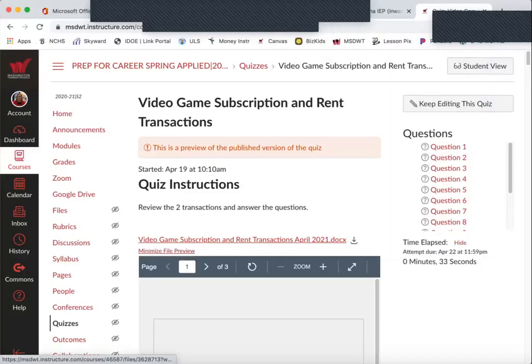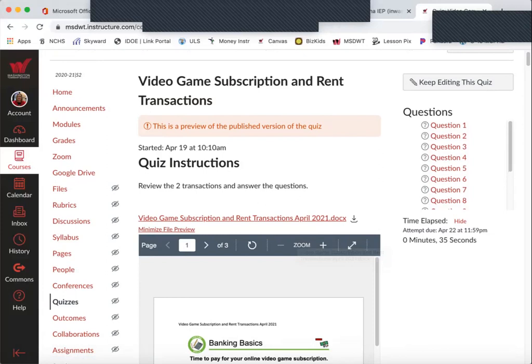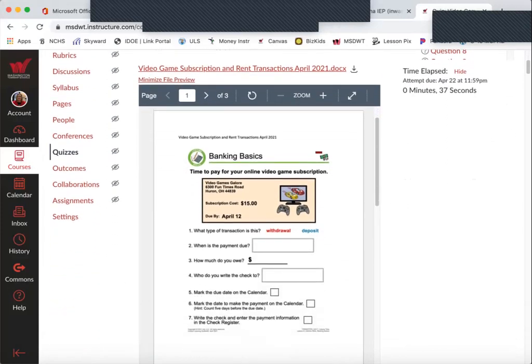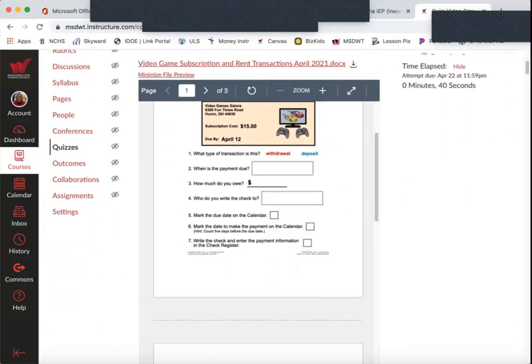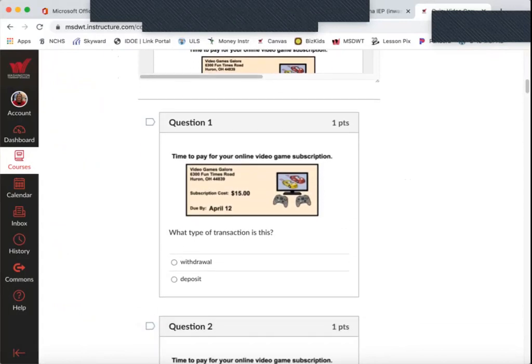Okay, so these next two transactions are your video game subscription and your rent. Okay, so question one, the first one, time to pay your online video game subscription. Video Games Galore, 6300 Fun Times Road, Huron, Ohio, 44839. Your subscription cost is $15. Your due date is April 12th.